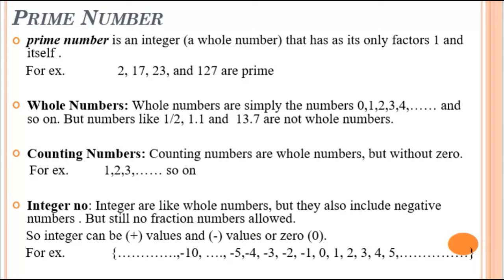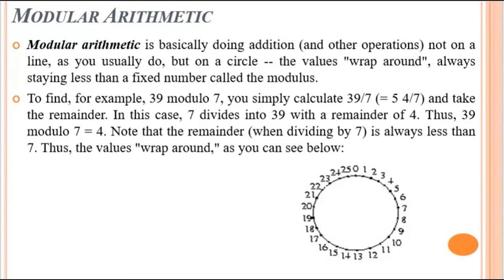Integer numbers are like whole numbers, but they include both positive and negative numbers, and 0 is also included. So minus 10, minus 8, minus 5, minus 2, minus 1, 0, 1, 3, 5, 10, all these are integer numbers. So an integer can be positive, negative, or 0, but fractional numbers are not allowed as integers.